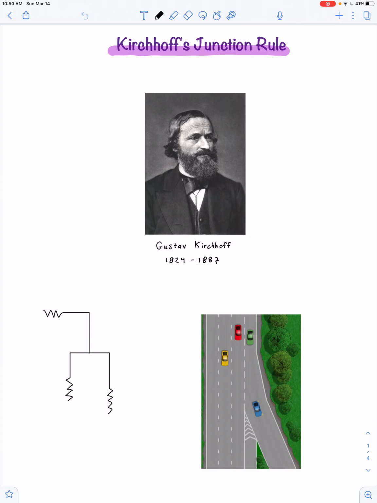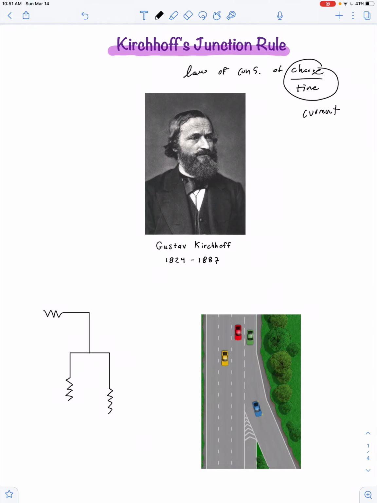Okay, so you've seen a few examples now of Kirchhoff's loop rule, which is a statement of the law of conservation of energy as it applies to electric circuits. Here we have Kirchhoff's junction rule. The junction rule is a statement of another conservation law, the law of conservation of charge. Actually, charge per unit time, which is really current.